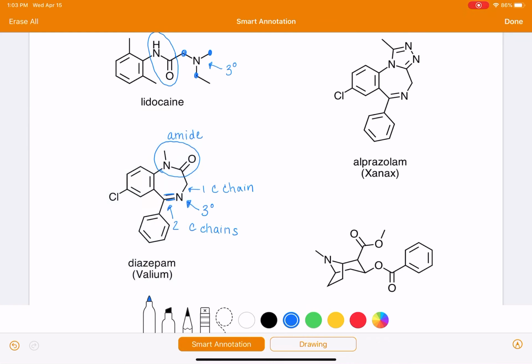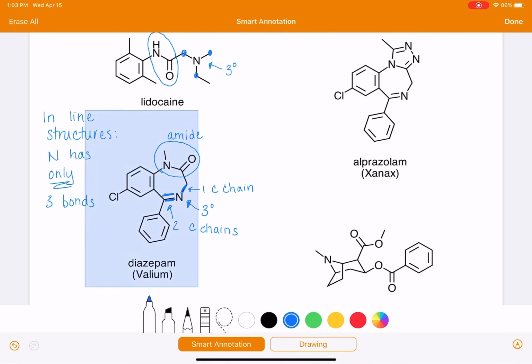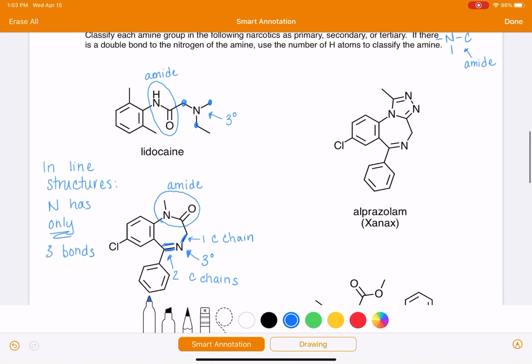We could also, if you were counting how many hydrogens were on that nitrogen, there are no hydrogens on that nitrogen at all, so that would be another way that you could classify it. Remember, when we're looking at line structures, nitrogens only like to have 3 bonds. Nitrogen has only 3 bonds. So if you're looking at a nitrogen and you can see 3 bonds, 1, 2, 3, you're seeing all 3 of its bonds. There are no hidden hydrogens.